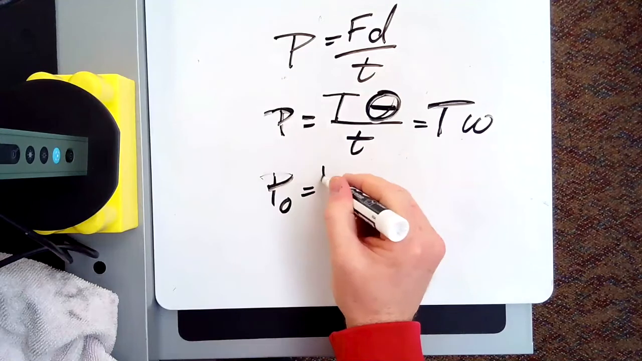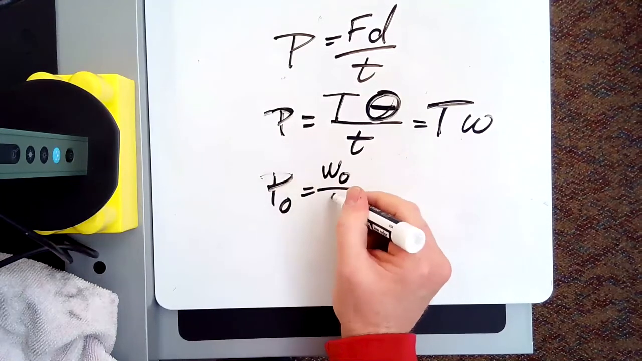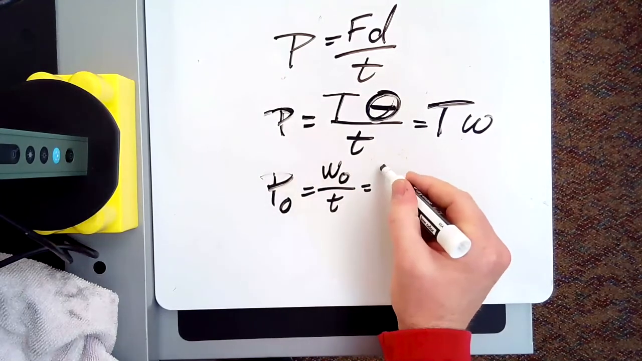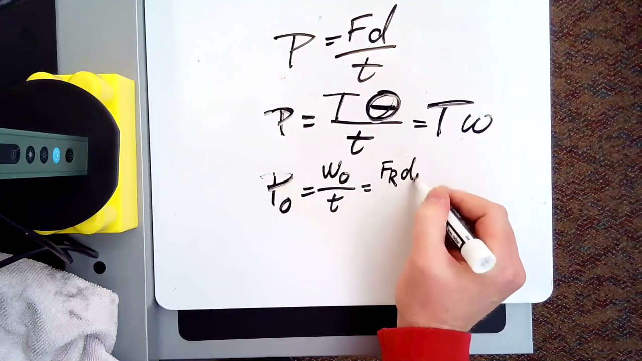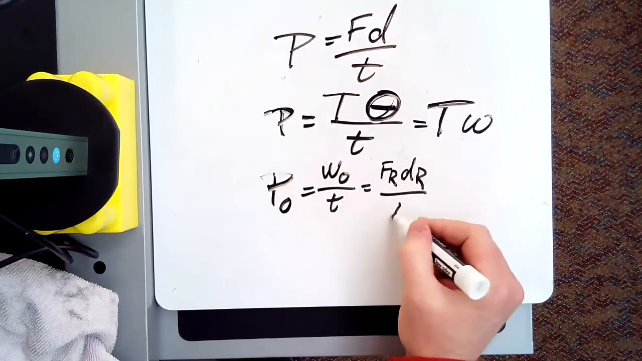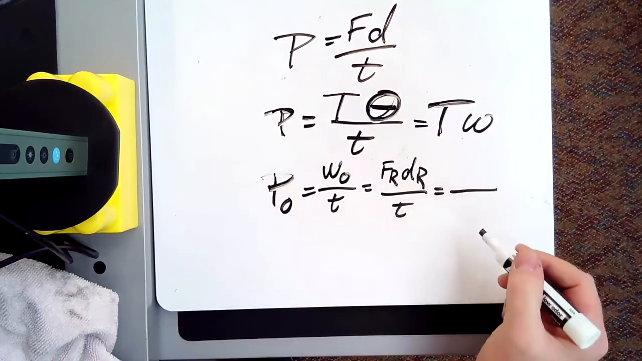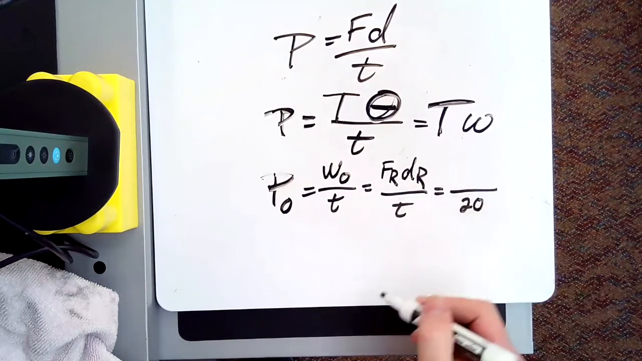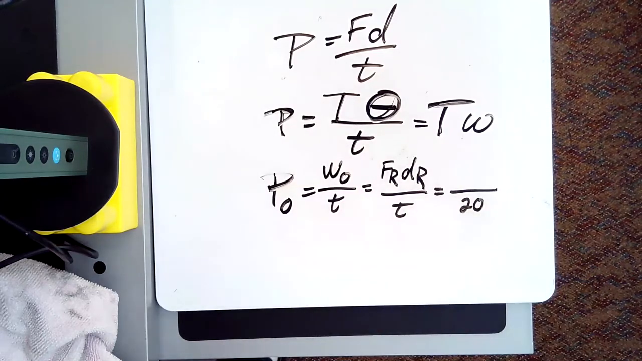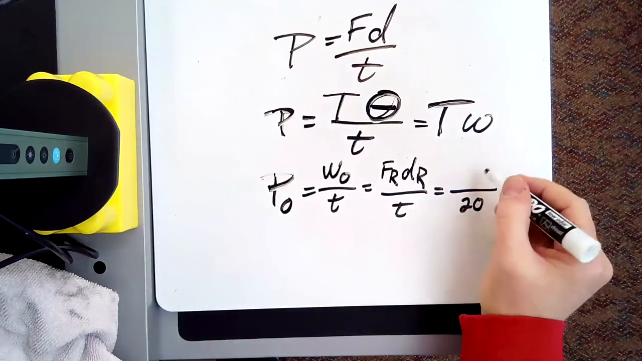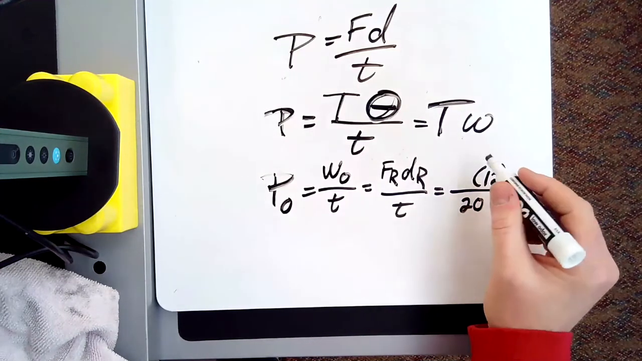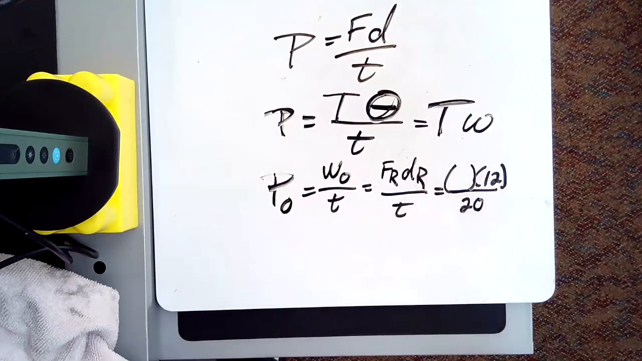Power output is work output over time, and work output is FR times DR, right? Over time. The time was 20 seconds. The DR is your height, right? How far up in the air did the car get eventually? 12 meters, right? So for the DR, I can put 12. And FR is the weight of the car. How much does the car weigh?